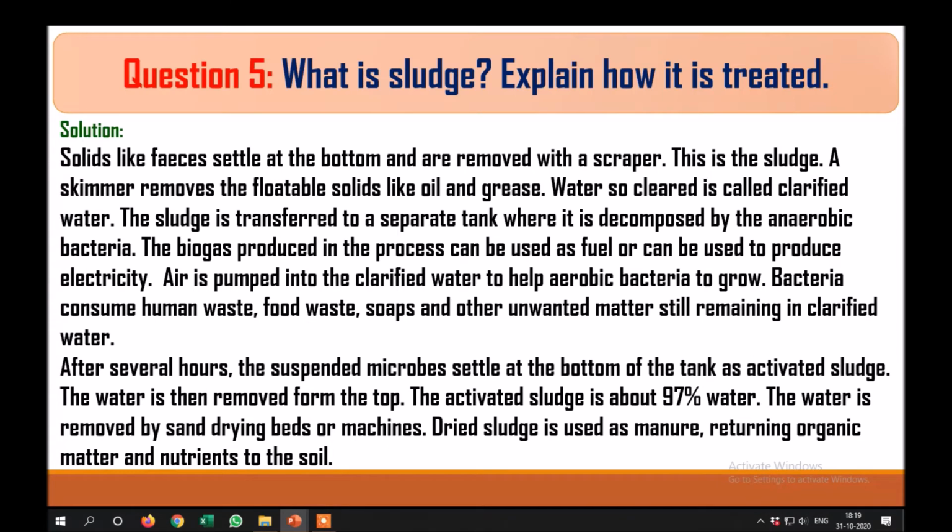After several hours, the suspended microbes settle at the bottom of the tank as activated sludge. The water is then removed from the top. The activated sludge is about 97% water. The water is removed by sand drying beds or machines. Dried sludge is used as manure, returning organic matter and nutrients to the soil.